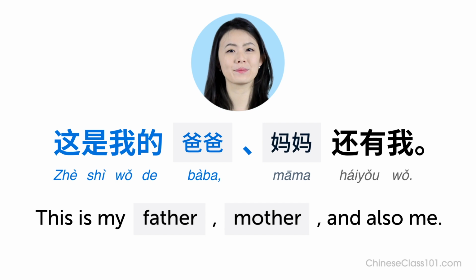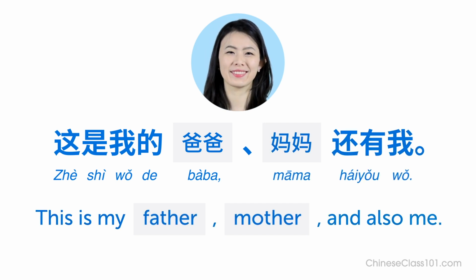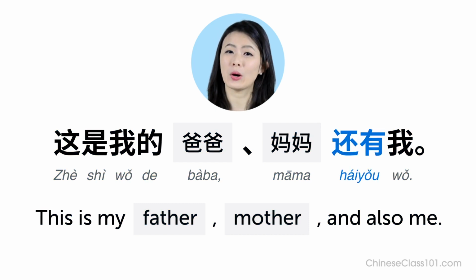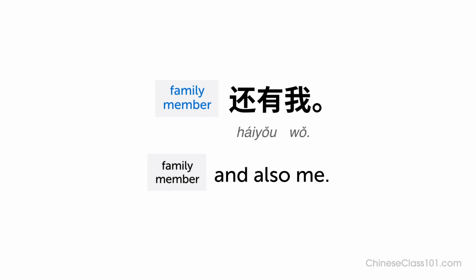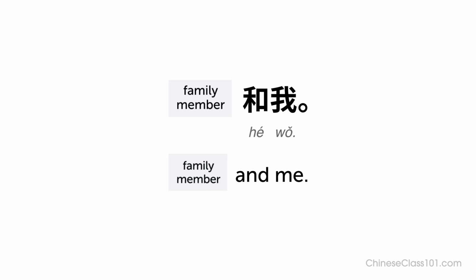这是我的爸爸妈妈还有我。This is my father, mother, and also me. I used 还有 instead of 和. 还有 means and also. The pattern is family member 还有我, family member and also me. You should be aware of this pattern, but for this lesson we use the pattern family member 和我, family member and me.